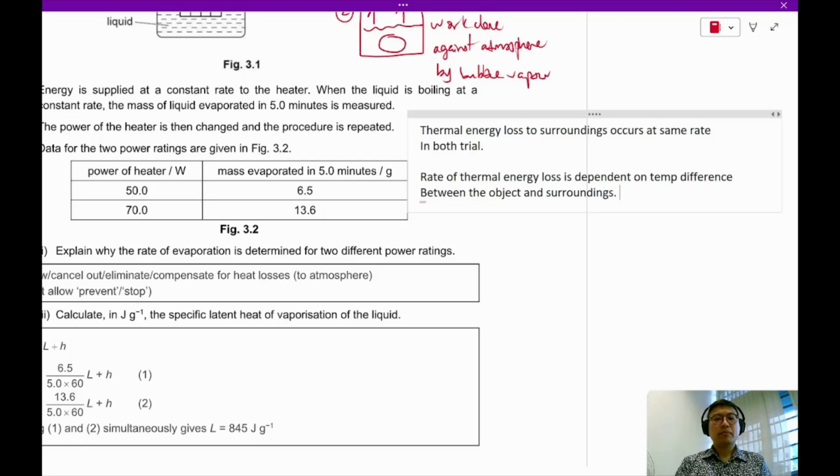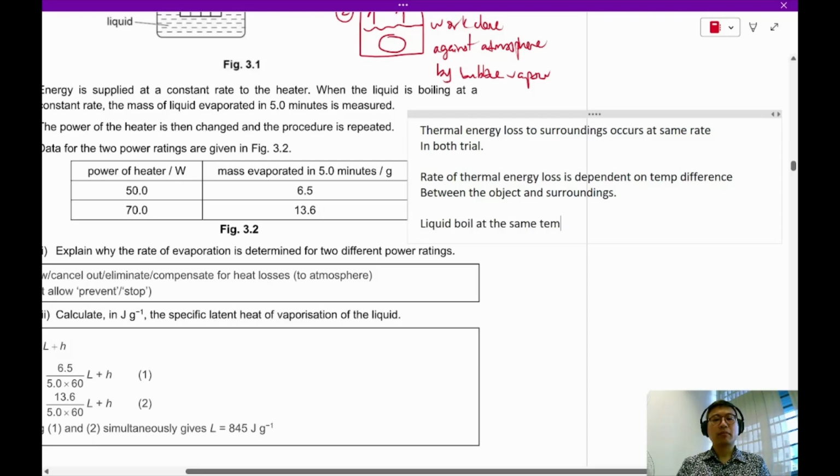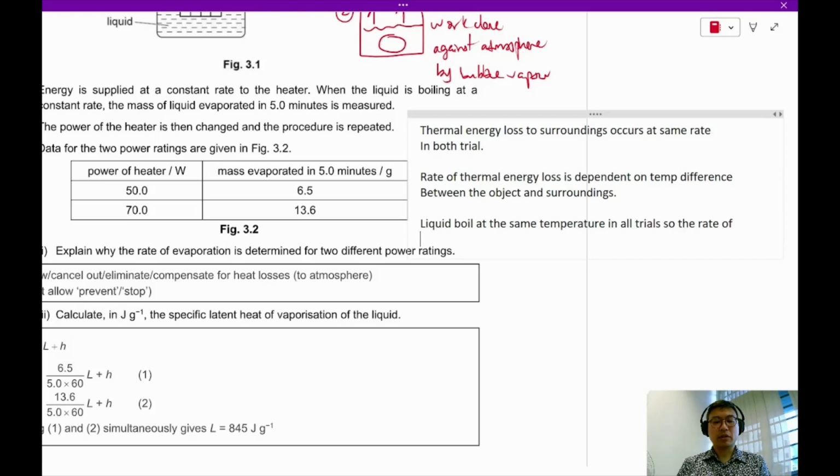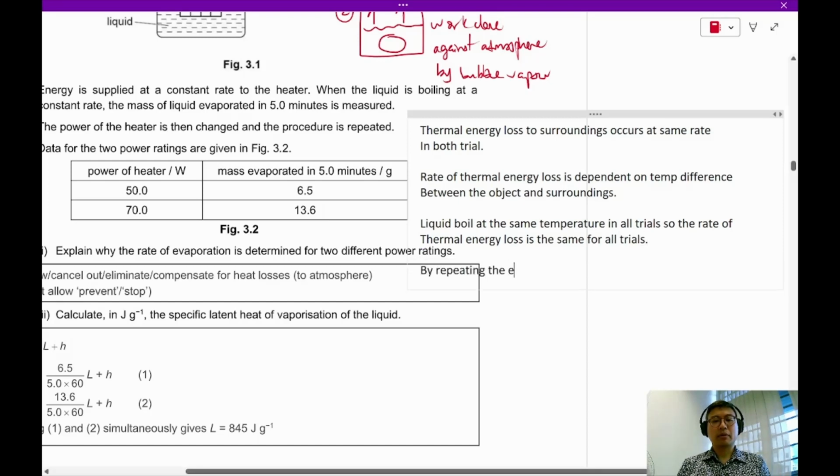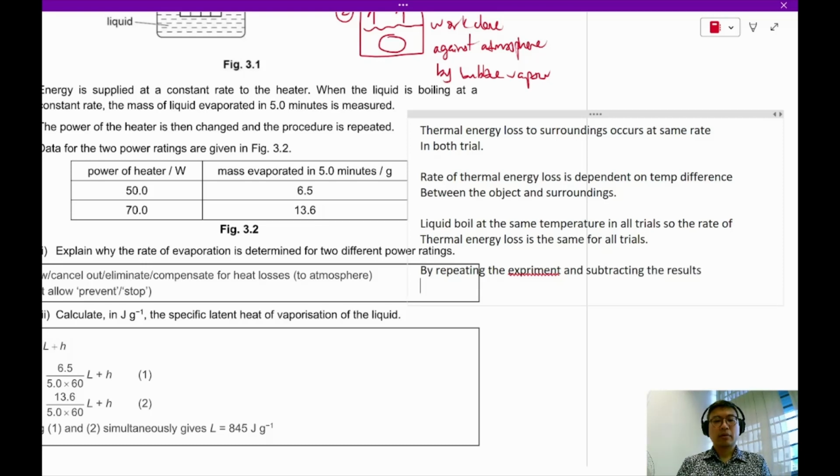So why should this be the same? Because the liquid will boil at the same temperature in all trials. So the rate of thermal energy loss is the same for all trials. So by repeating the experiment and subtracting the results, we can eliminate the heat loss.